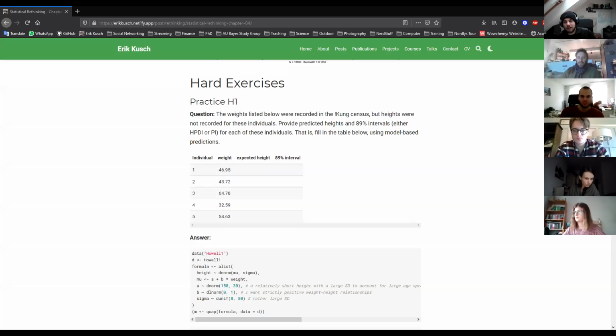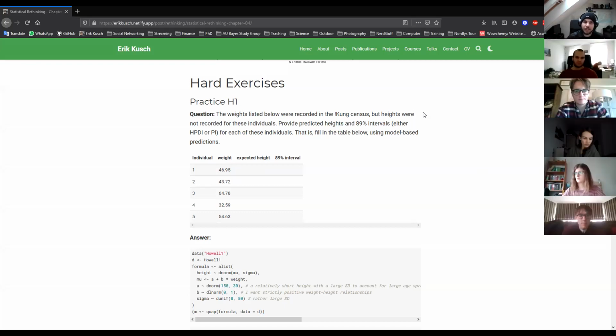There we go. From one website to the other, basically. So for the first hard question, we got a data frame with some weights. And what the question wanted us to do was then to provide predicted heights as well as the 89% interval, either highest posterior density or percentile interval, of these individuals. So fill in this table right here.